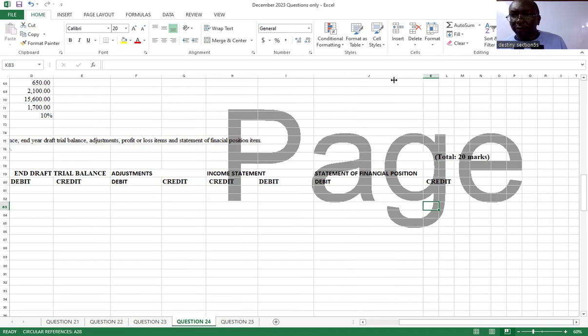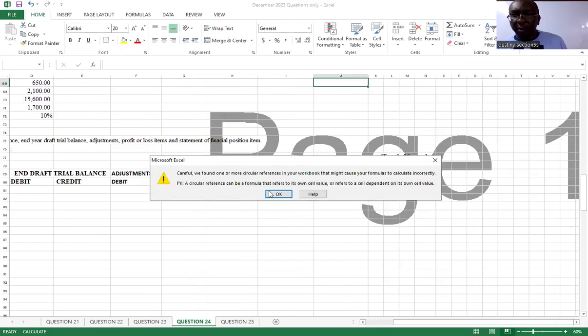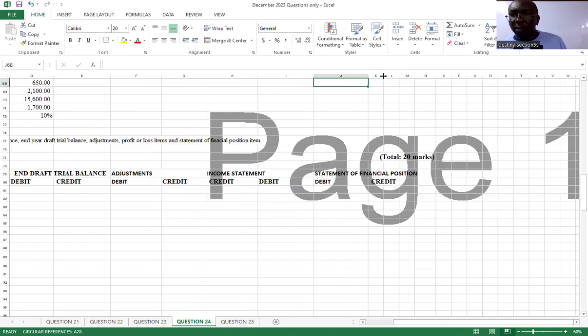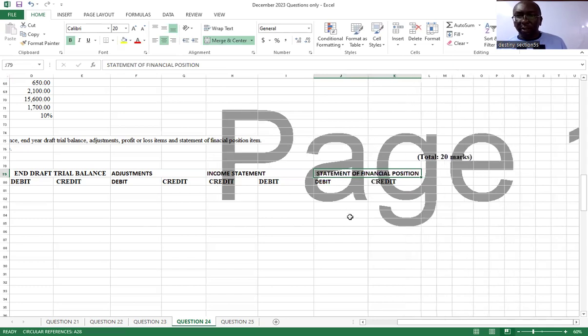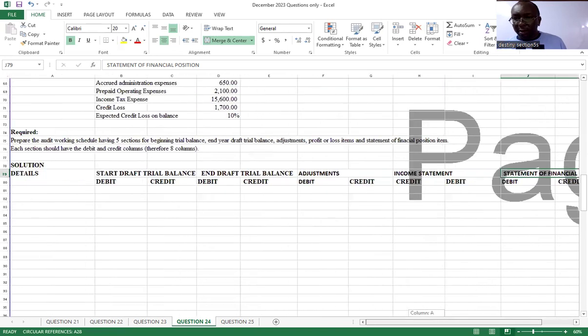So this one has gone very far. Yes. So this one was supposed to be merged up to here so that you stop misbehaving here and move that way. Good. So now we have our 11 columns. That is 1, 2, 3, 4, 5, 6, 7, 8, 9, 10, 11. Good.